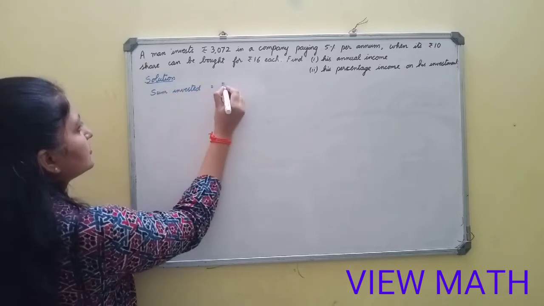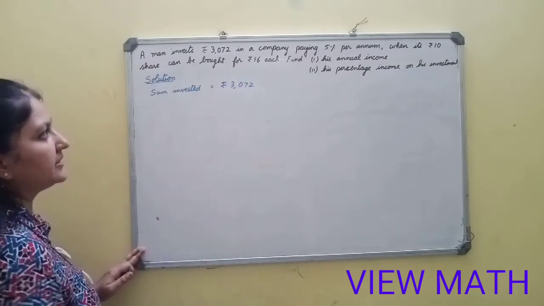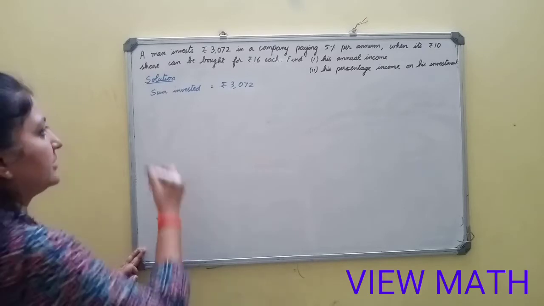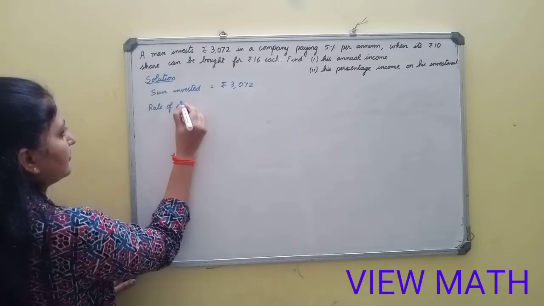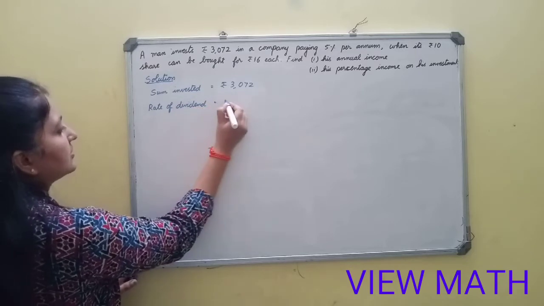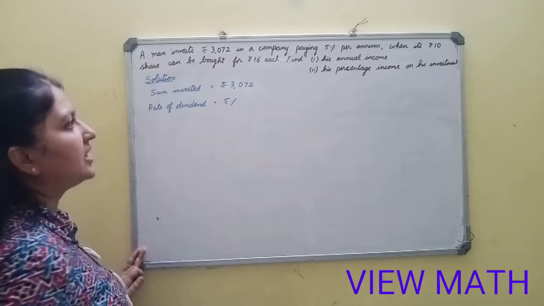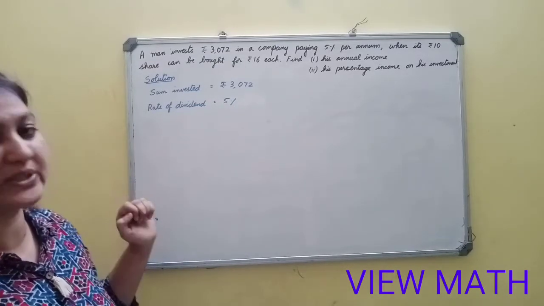Some investor is rupees 3072 in a company paying 5% per annum. So rate of dividend is 5%. When its rupees 10 share can be bought for rupees 16 each.